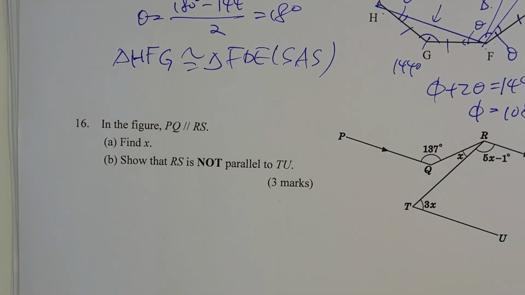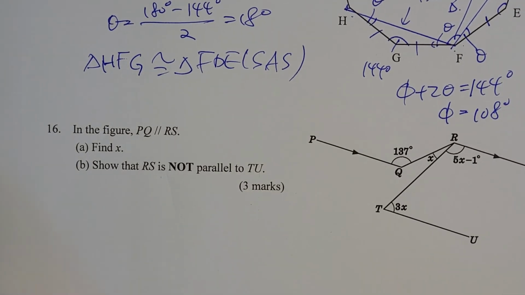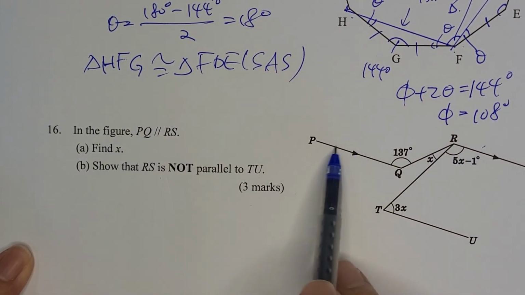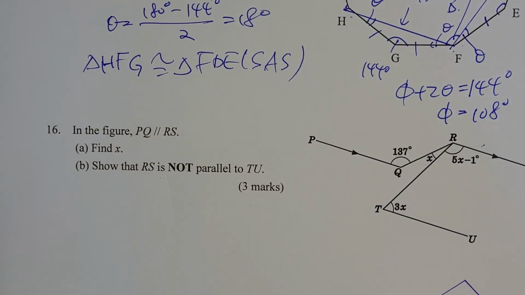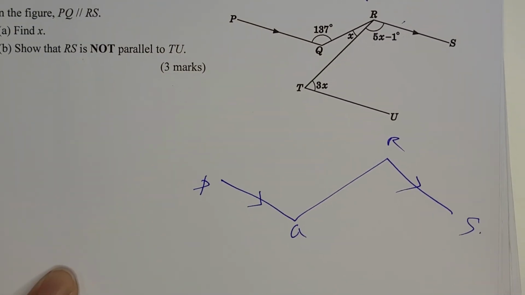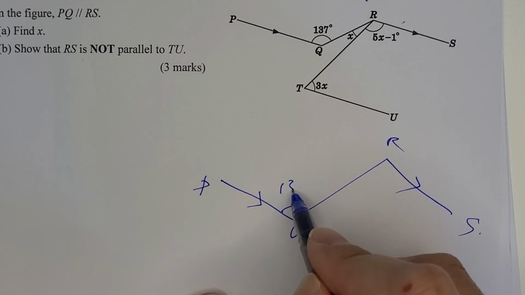So question number 16. In this figure, these two lines are parallel. Find x, then quite straightforward. You can look at this one, PQRS. Just look at this one. This is 137 degrees.